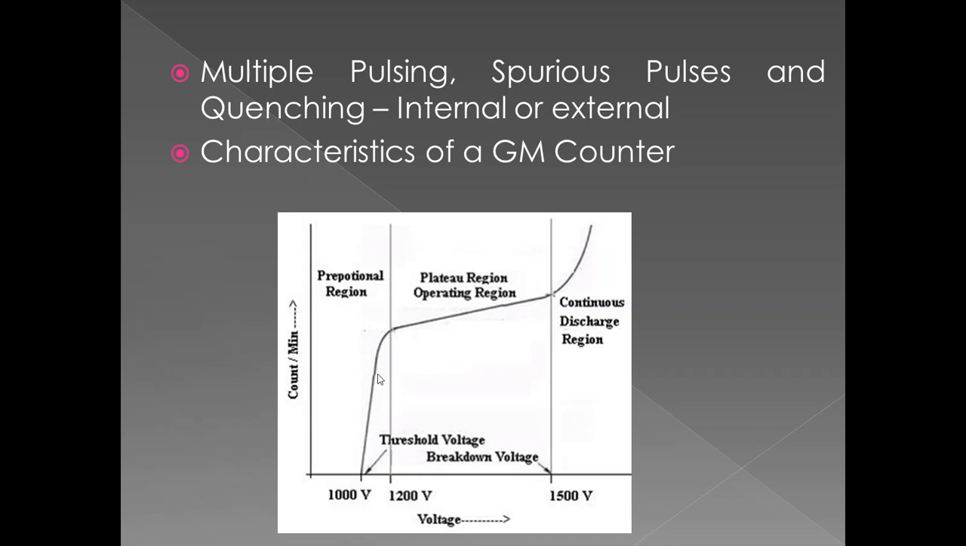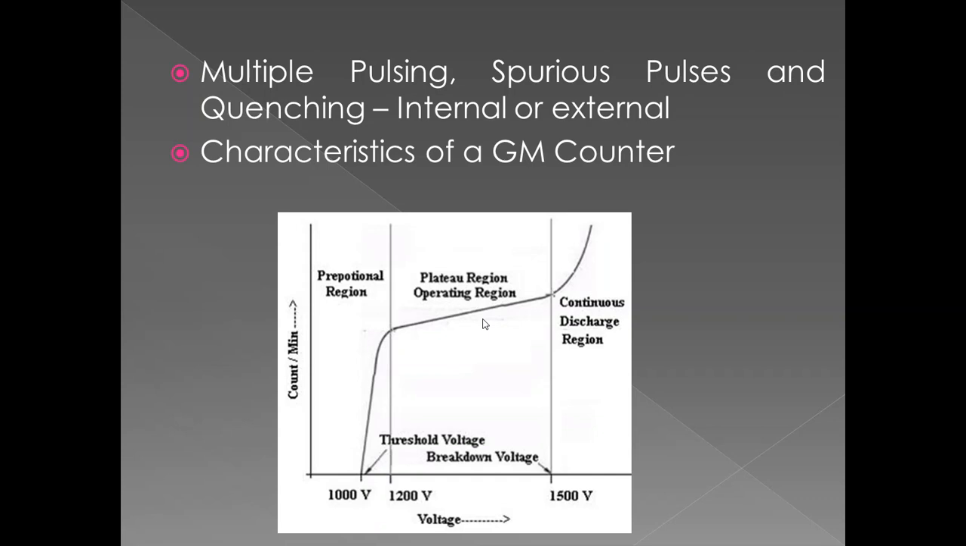However, beyond a threshold, there is a range of potential difference. This is one threshold that we are talking about. There is a range of potential difference in which the count rate is almost constant. This region is known as the operating region or the plateau region. In this region, all pulses are of the same magnitude and every entering particle is recorded. So this is the range of potential difference in which a GM counter must be operated.